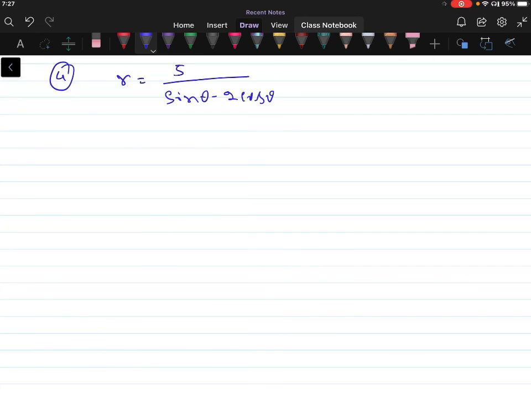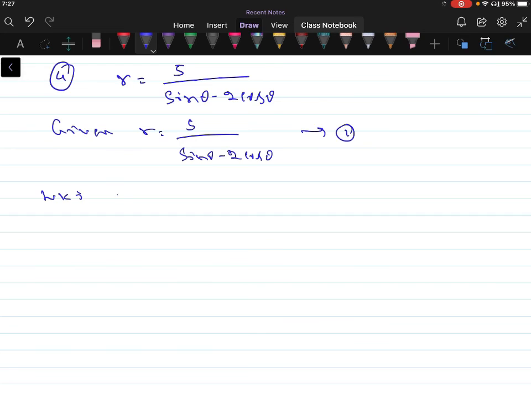So let us consider the next polar equation, r is equal to 5 by sin theta minus 2 cos theta. So you have to find the Cartesian equation. That is given, r is equal to 5 by sin theta minus 2 cos theta, as equation 1.